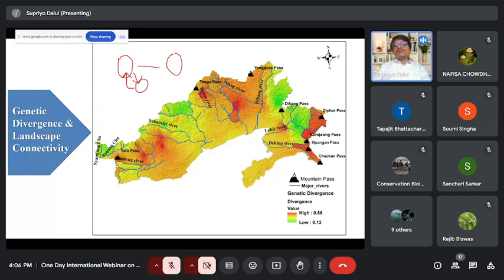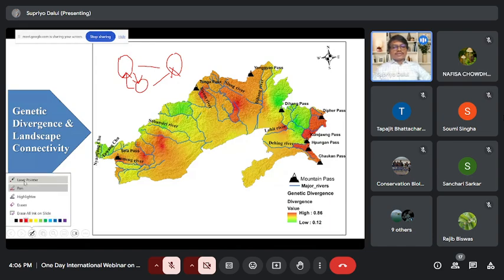Whereas these populations are far behind. So this population may not have any kind of gene flow or genetic connectivity with these 2 populations, so it will have a high genetic distance from them. So this is the concept of genetic distance or genetic divergence. If we try to observe it on the map, we can see these red areas on this particular scale of genetic divergence.